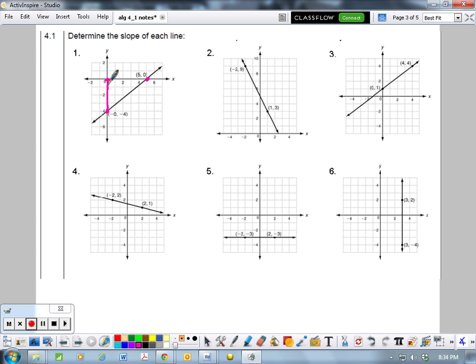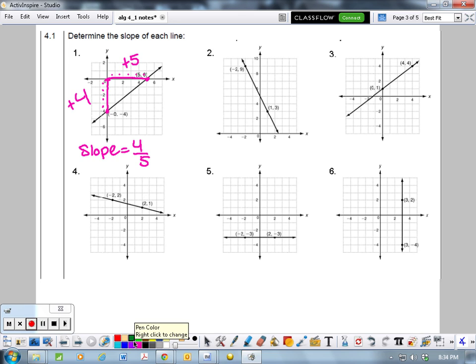If I start with the point on the left, to move to this point, I have to go rise, and I would count how far I'm rising. So 1, 2, 3, 4 spaces. And because it's up, it's positive. And then I calculate my run. So my across, 1, 2, 3, 4, 5. So my slope is 4 over 5. And so numerically, I can compare that to other slopes to figure out which one's steeper.